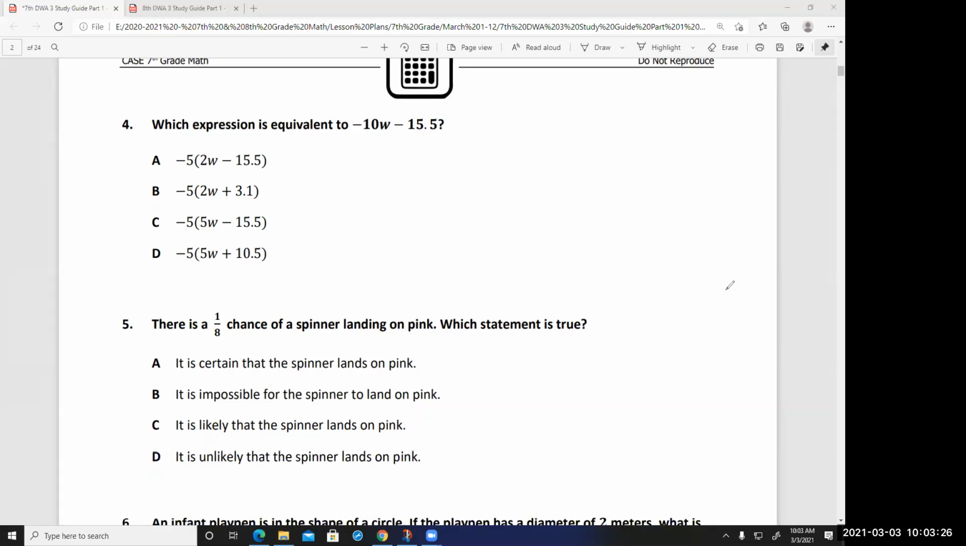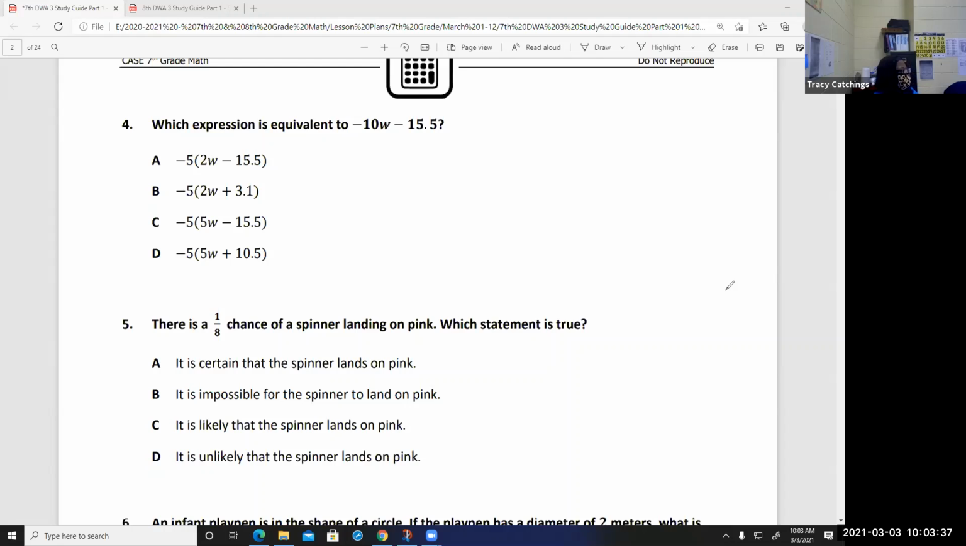Which expression is equivalent to negative 10W minus 15.5? What's going on? I hear 2 of them. What you saying? You gotta find an equivalent expression. How we gonna do that? You gotta multiply negative 5 by negative 3.